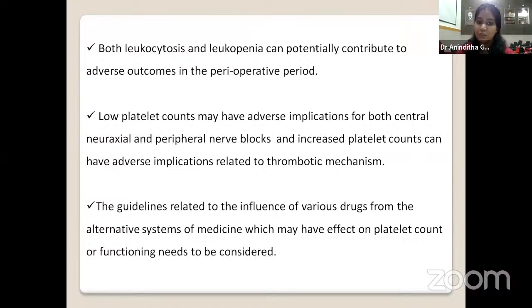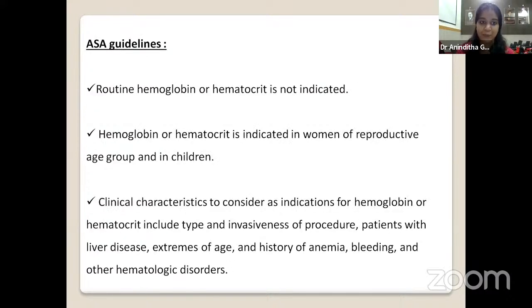Also, platelet counts may have adverse implications for both central neuraxial and peripheral nerve blocks, and increased platelet counts can have implications for thrombotic mechanisms. So the influence of various drugs from alternative systems of medicine, which may have an effect on platelet count or functioning, may also need to be considered.